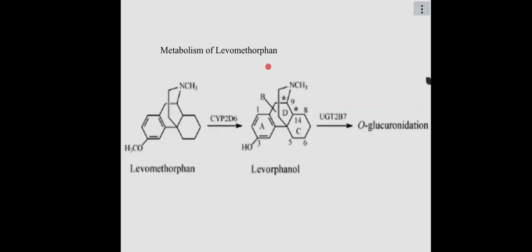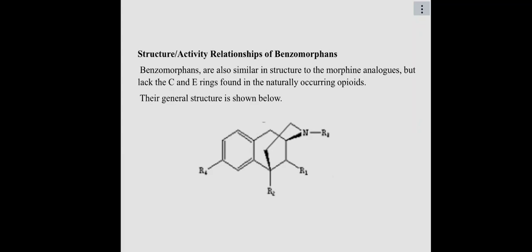Metabolism of levomethorphan, remember, it is just that. We had also mentioned that by cytochrome 2D6 or mixed function oxidases, you have oxidative demethylation at position number 3 to give us levorphanol. Once you get levorphanol, then you can get glucuronic conjugation, especially at that particular position, to get the glucuronide, highly water soluble, readily removed from the body. We had already mentioned that.